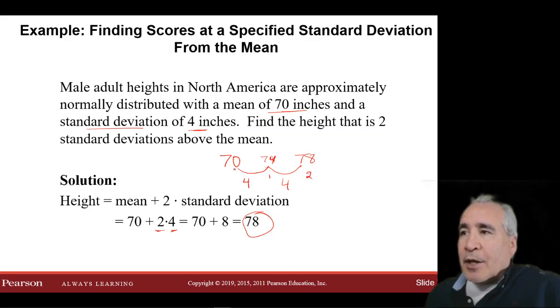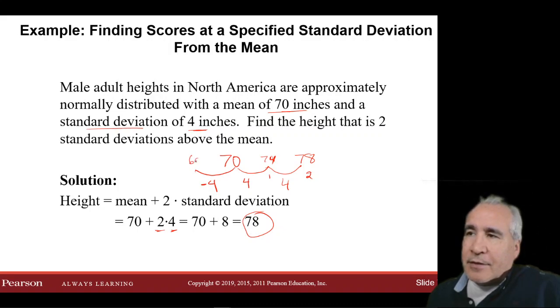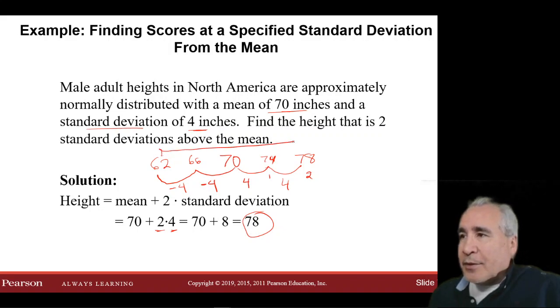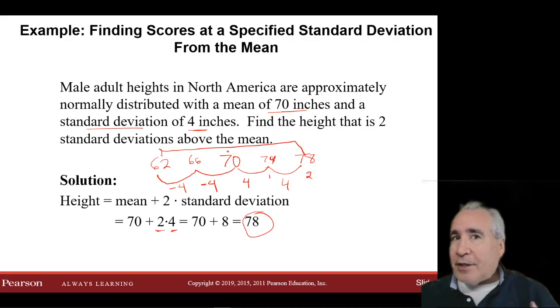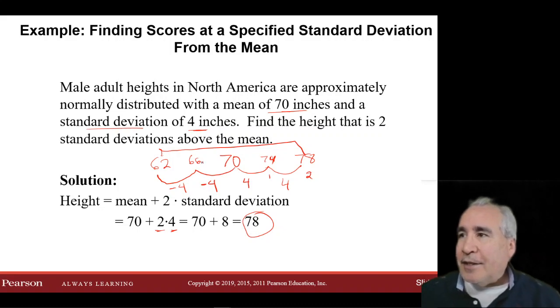If we wanted to go below what we have done, we would have subtracted 4. So that would have given us 66, and then go 2 more below, go 2 standard deviations below. So there's -4, another -4, so we're at 62. So what can we say about the measurements from 62 to 78? There are 68, 95, 99.7. Which one? You got it.